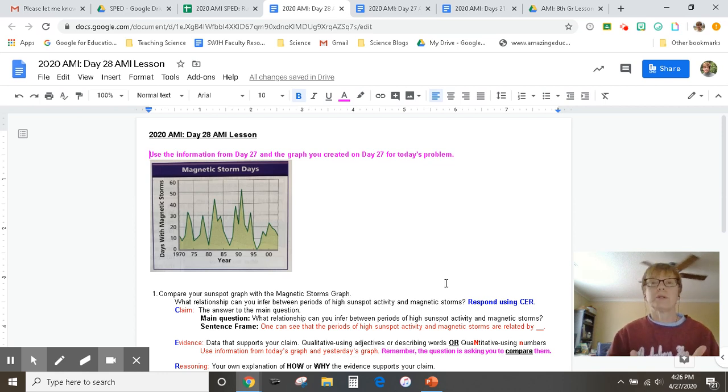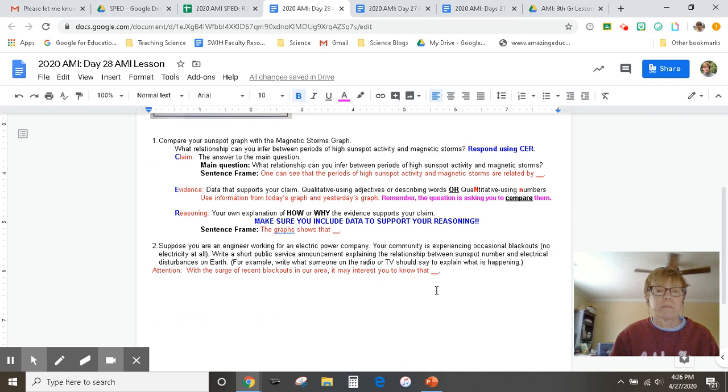So what I want you to do is get yesterday's graph, compare it to today's graph, and see what comparison you can draw. Or are there any similarities? When you were looking at the sunspots, do the increases in sunspots have anything to do with the magnetic storms? Do the magnetic storms have anything to do with sunspots?